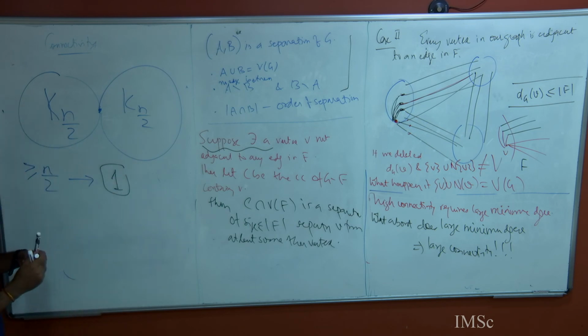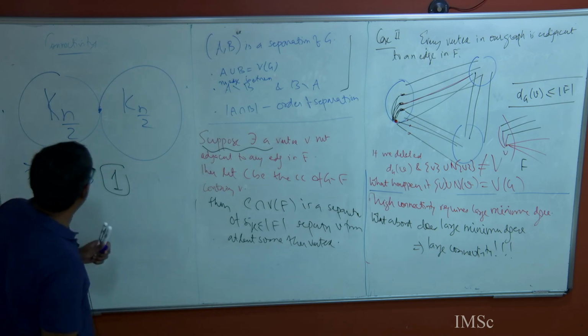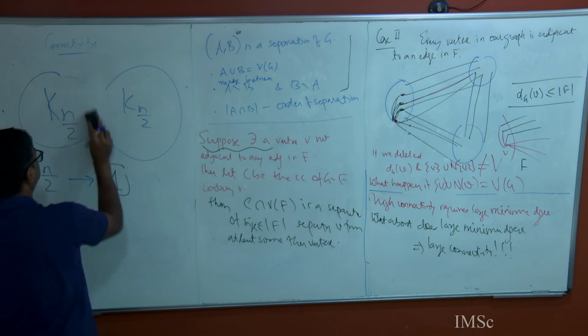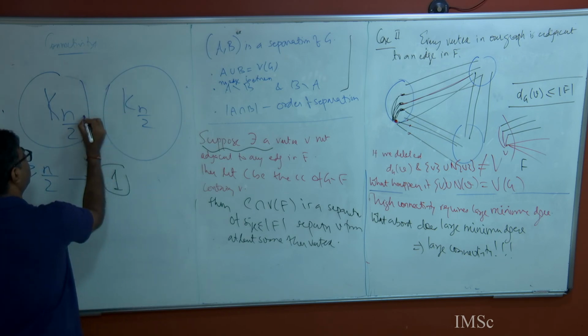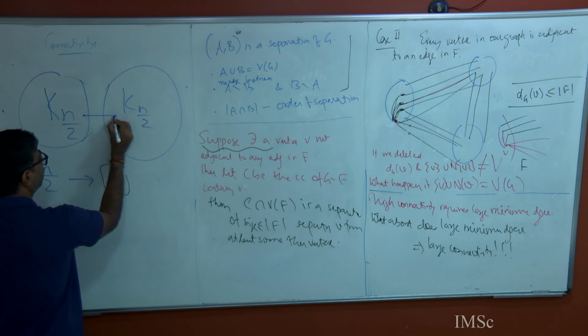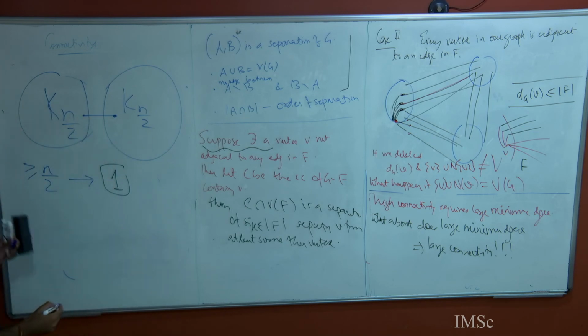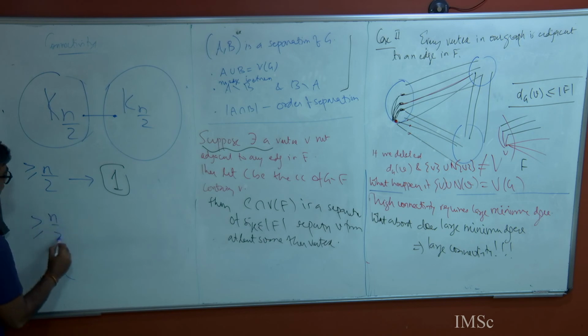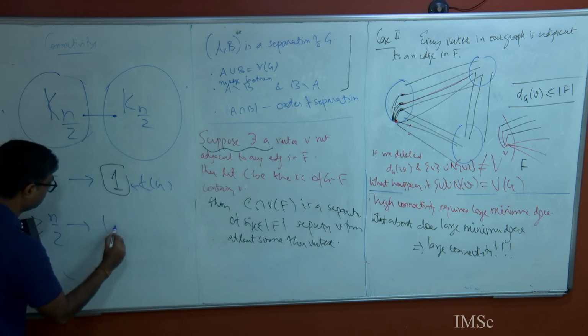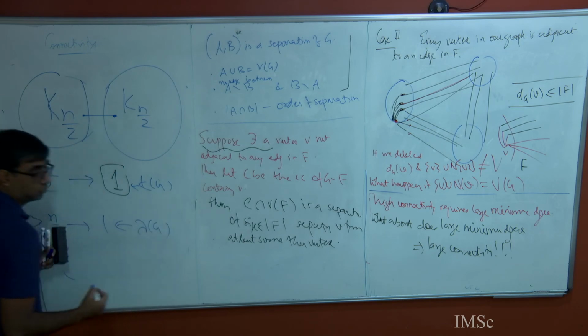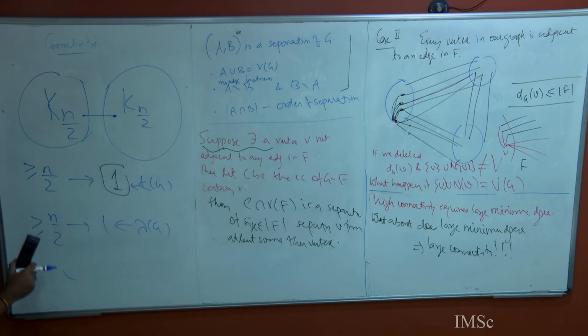Can you come up with some similar example for the edge connectivity? High minimum degree, but... right? So what the student is suggesting is that we do this. Look at a complete graph on n by 2 vertices. Pick any two vertices and add an edge between them. So again, minimum degree n by 2. This is kappa G is 1, lambda G. So in general, this statement is not true.